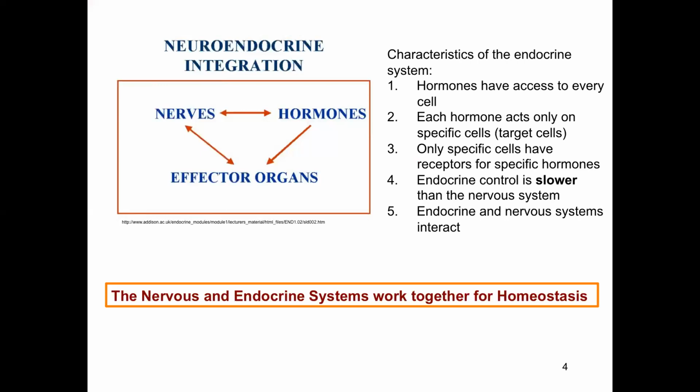So like I said, only specific cells have the receptors for those particular hormones. But in contrast to the nervous system, the endocrine system reacts slower, but is much longer lasting than would be the response from the nervous system. So in that way, they complement each other. And in some places, they actually interact directly. And we're going to talk about one of those cases right now.